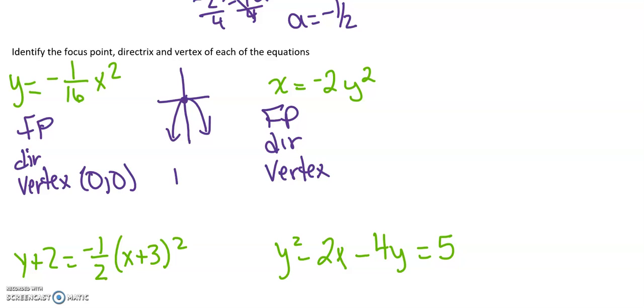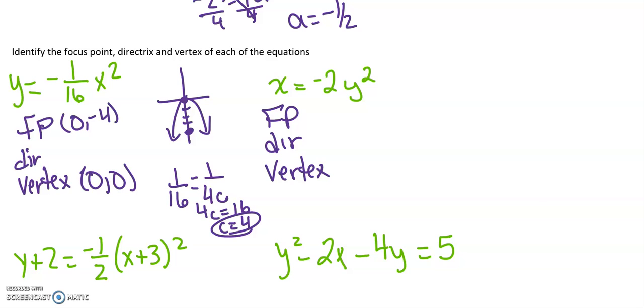Now, my a term is 1 over 16. I need to know how far is my focus and directrix apart from it. So I need c. So we're going to cross multiply and then we're going to divide. So my distance is 4. So on the inside 4 is my focus point. On the outside 4 is my directrix.